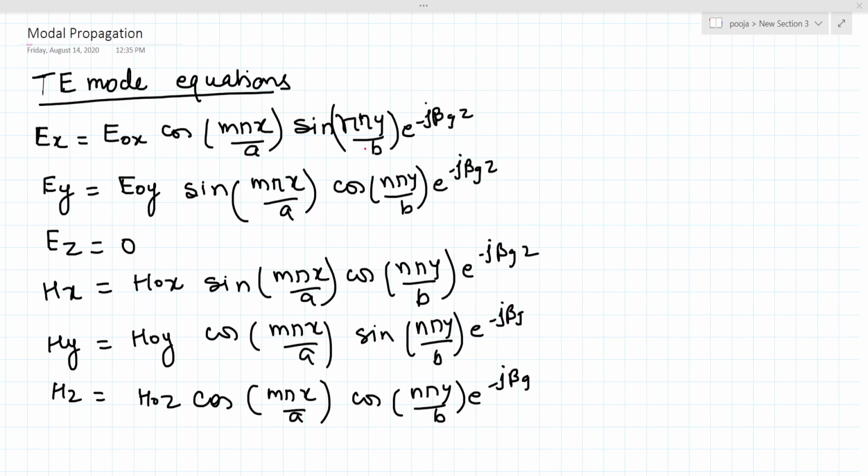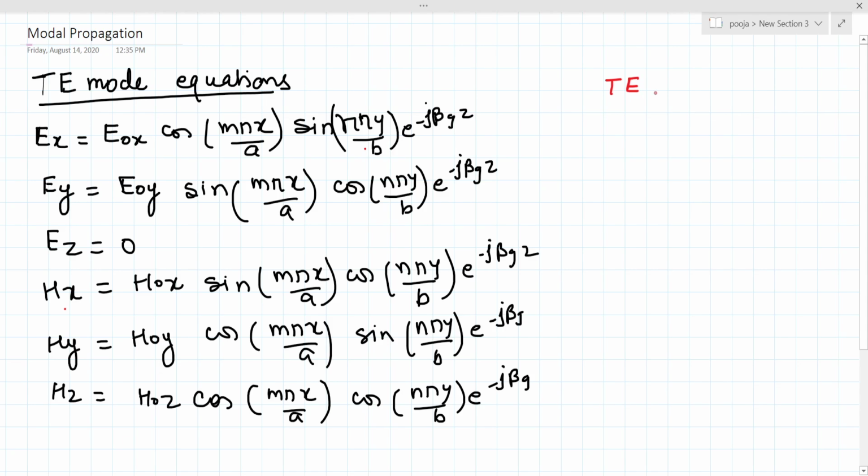Hello students, in our earlier lecture we studied TM mode propagation and their formulas. Here we'll see the modal propagation of either TE or TM mode, or how the waves are denoted within the waveguide. So let's recall the TE mode equations that we derived during the solution of TE mode. These equations were obtained. I have just rewritten those equations.